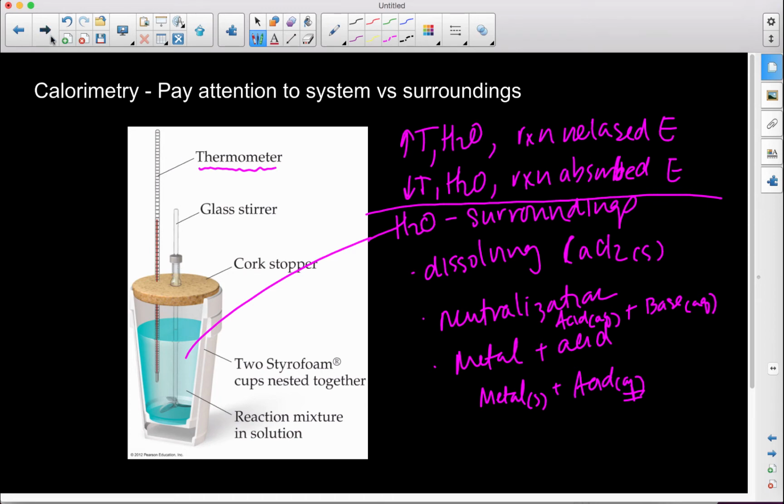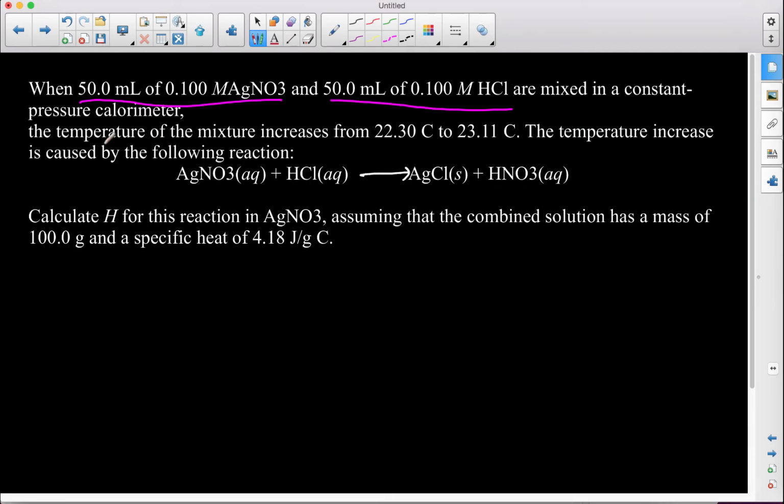Okay. So the temperature of the mixture increases from 22 to 23.11. The temperature increase is caused by the following reaction. The question is even worded so easily for you. Calculate delta H for this reaction in AgNO3, because we have to have a point of view. Assuming that the combined solution has a mass of 100 grams.